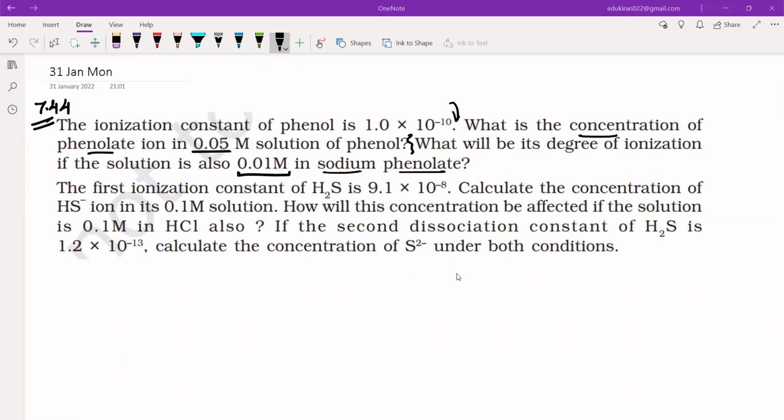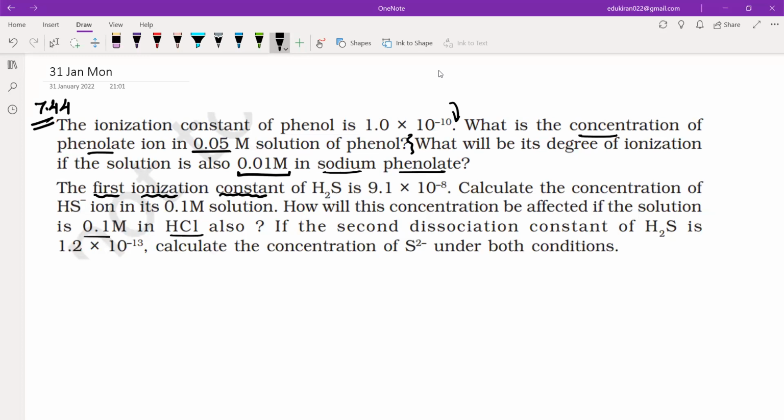So you are having problem with this word, first ionization constant, Mariam? Yes, sir. Okay, fine. We have not learned about that, but it is just the ionization constant. Calculate the concentration of SH negative ion in its 0.1 molar solution. So you could have just taken this as K, ionization constant of the reaction, where you are getting SH negative. And how will the concentration be affected if the solution is 0.1 molar in HCl also?